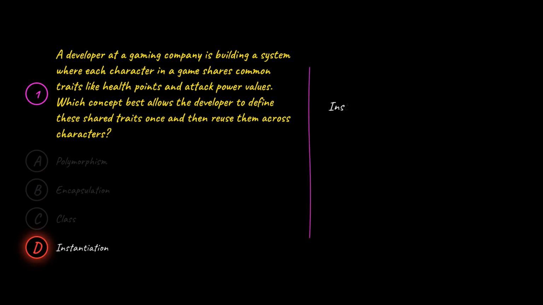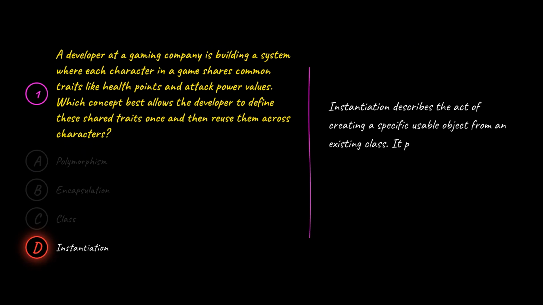D is wrong because instantiation describes the act of creating a specific, usable object from an existing class. It produces individual characters from the blueprint, but does not define the shared traits and behaviors initially.